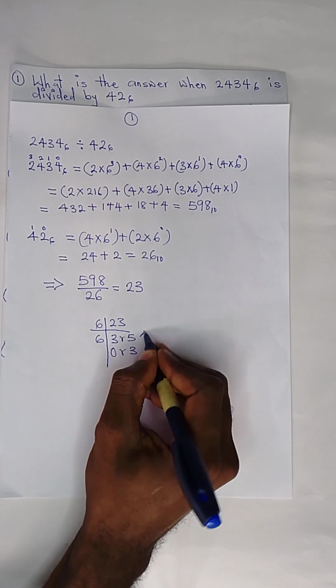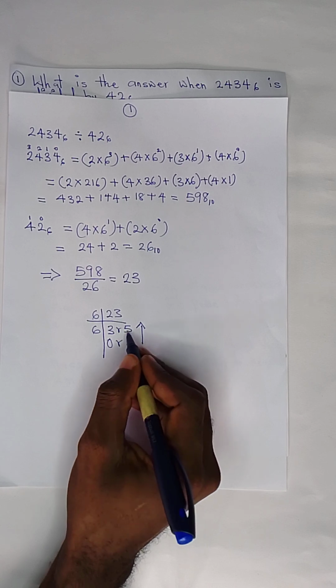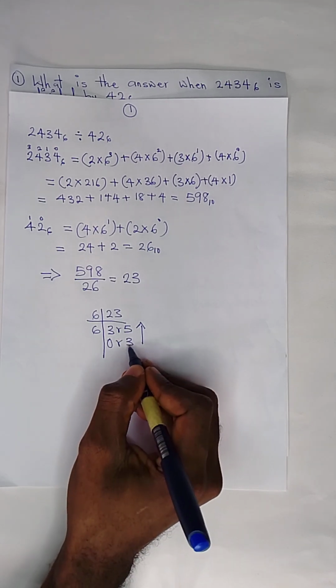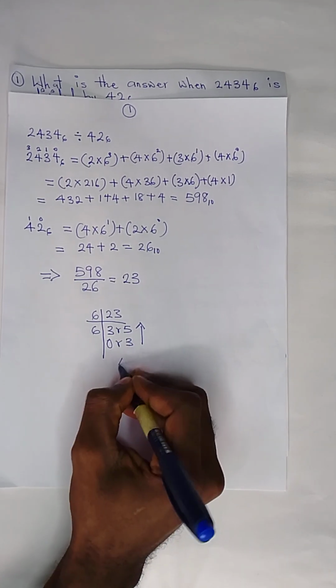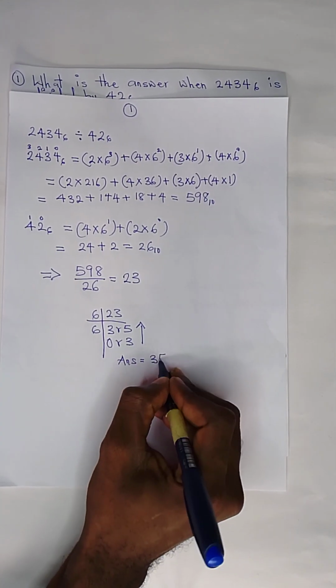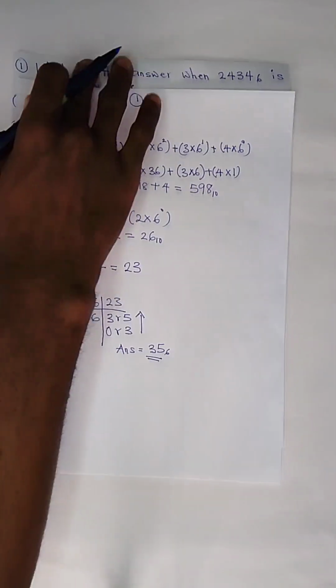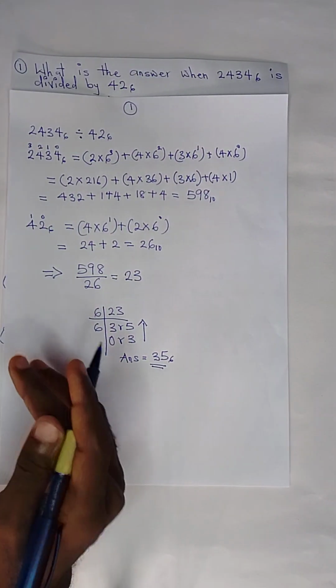So you are going to get your answer from here by taking this number from the bottom to the top. So we have 3 and we have 5. So we can say that our answer is equal to 35 base 6. So that's the answer to number 1 question.